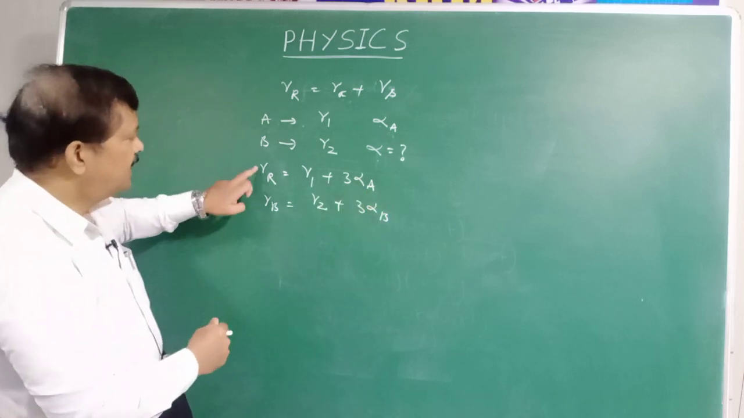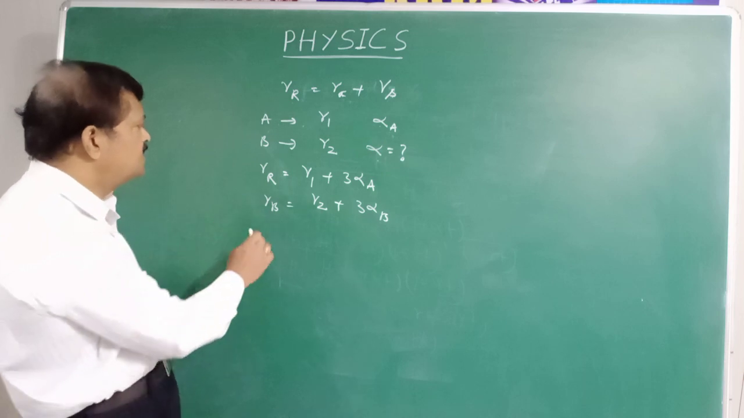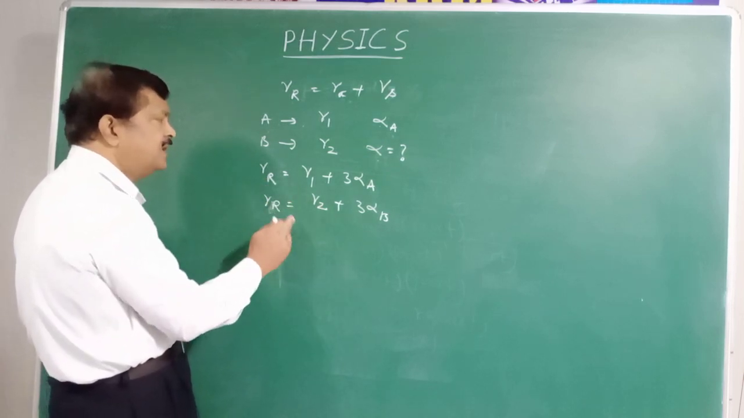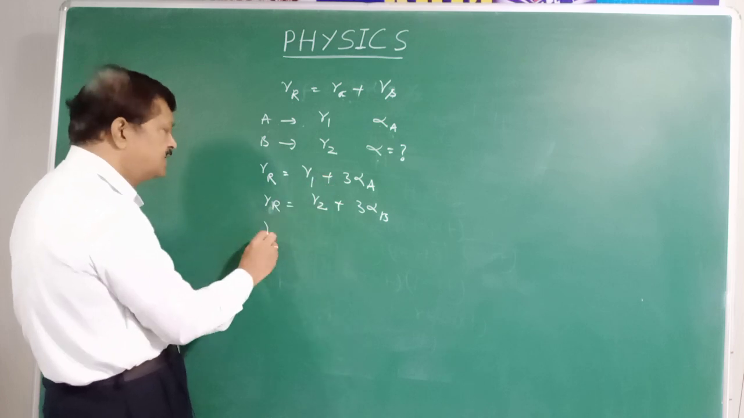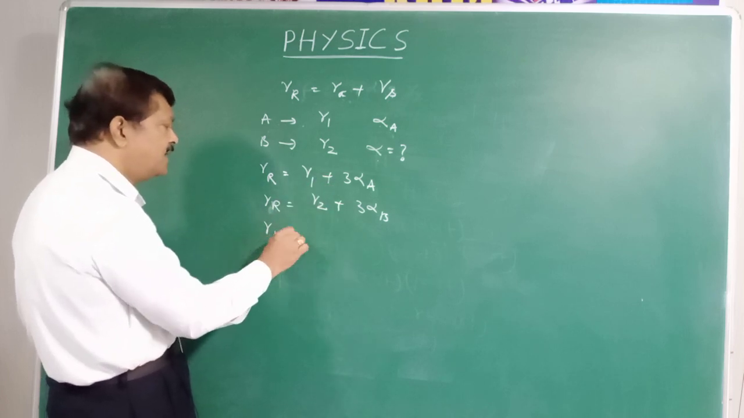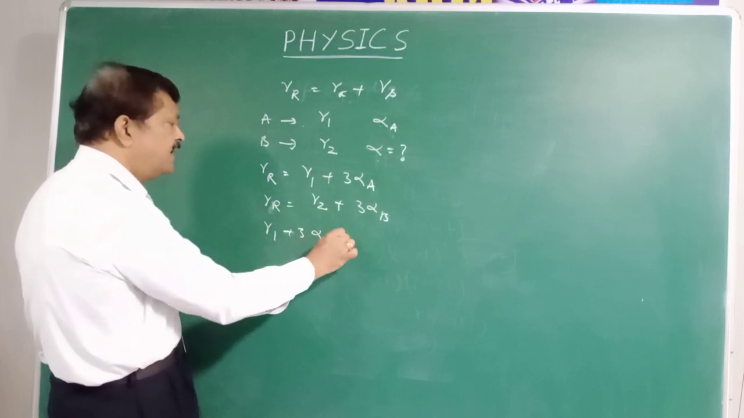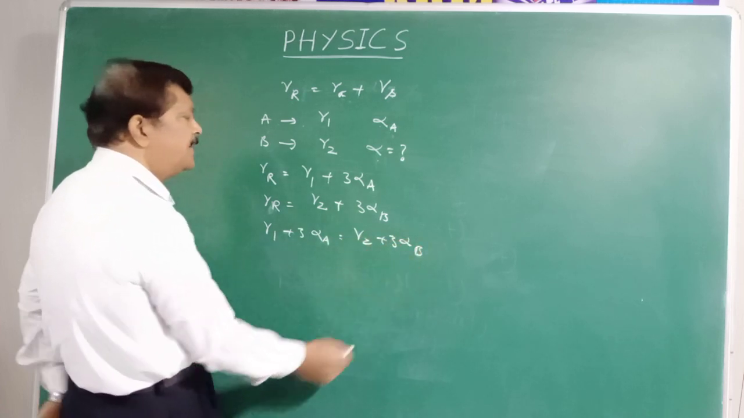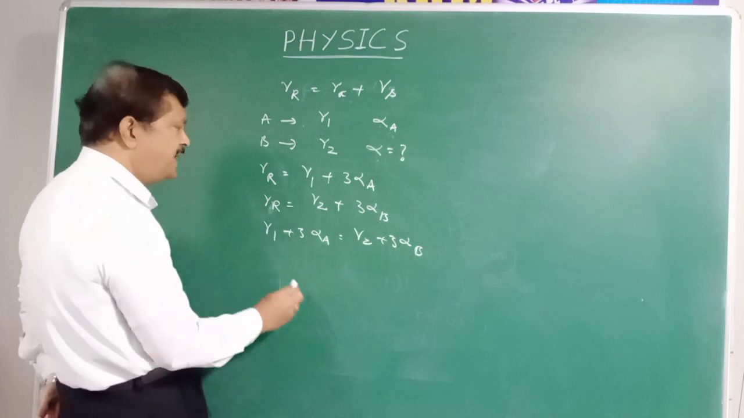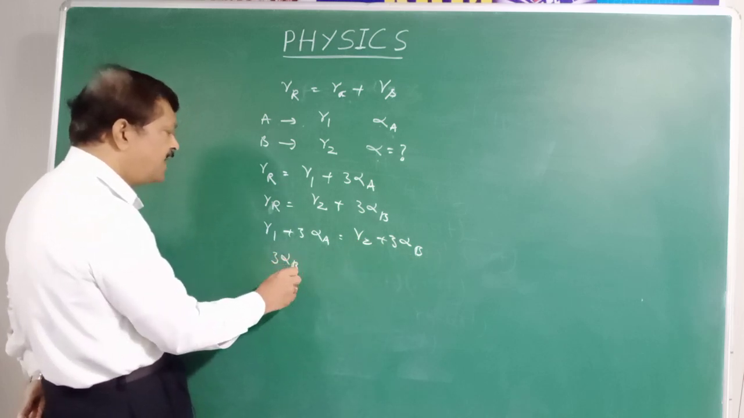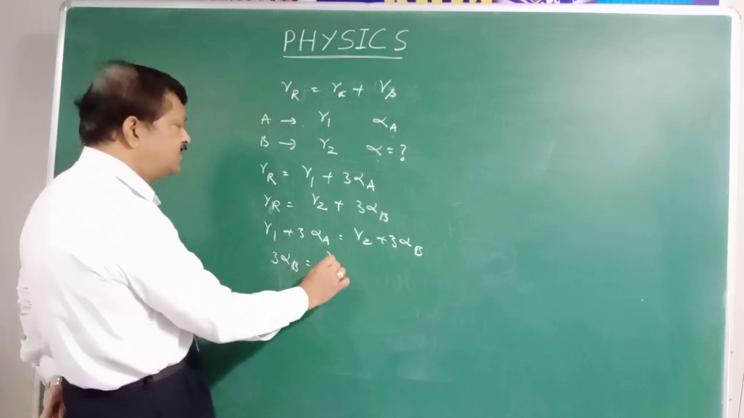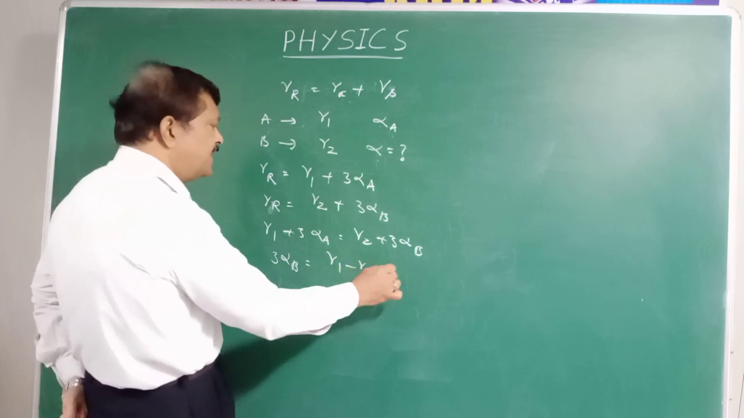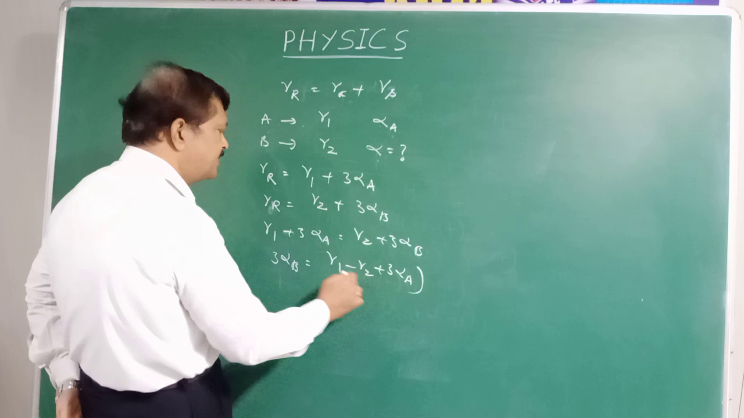Alpha B we want to calculate. But we know gamma R is a constant, so whether it is in A or B, gamma R is the same. So these two are also equal. So you will have gamma 1 plus 3 alpha A equal to gamma 2 plus 3 alpha B. I want the value of alpha B. So 3 alpha of the container B equals gamma 1 minus gamma 2 plus 3 alpha A.